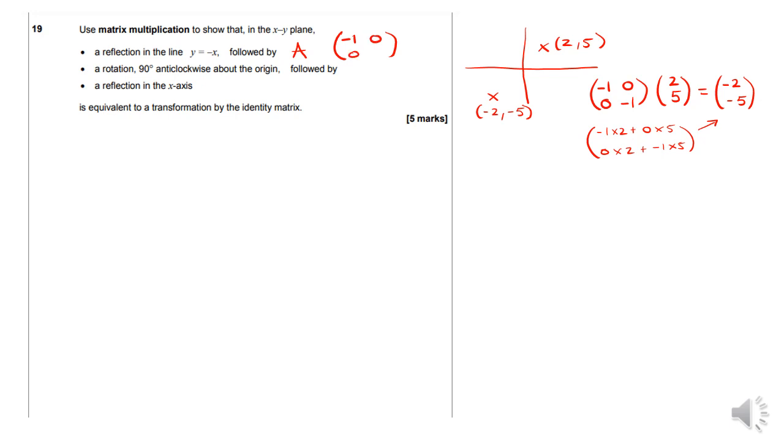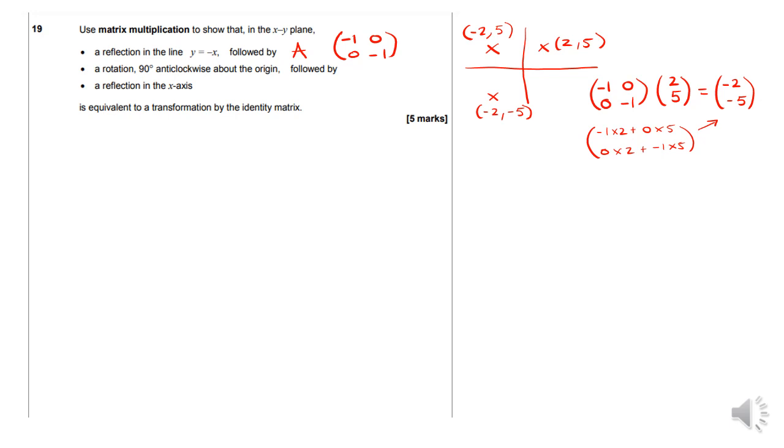Next up, I can consider my same coordinate of 2, 5, a rotation 90 degrees anticlockwise about the origin. So that point would end up over here, the coordinates of which would just be, the y coordinate would stay the same, but the x coordinate would become negative, so the coordinates would be -5, 2.